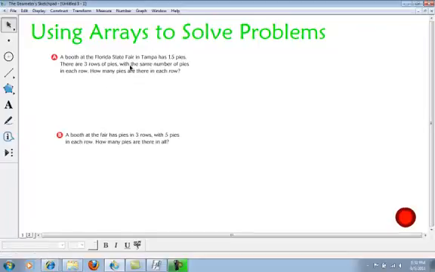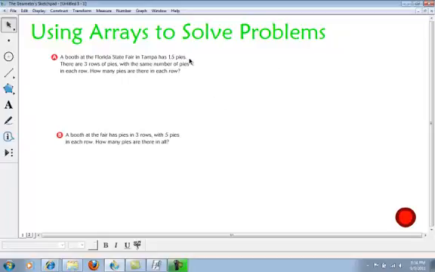A booth at the Florida State Fair in Tampa has 15 pies. There are 3 rows of pies with the same number of pies in each row. How many pies are there in each row? Let's start by making an array. Have you ever heard of an array? An array is an arrangement of the same number of objects arranged in rows.